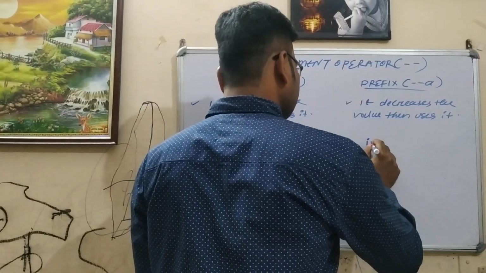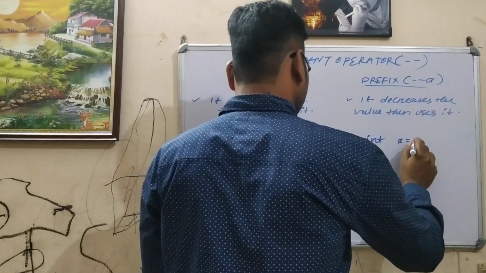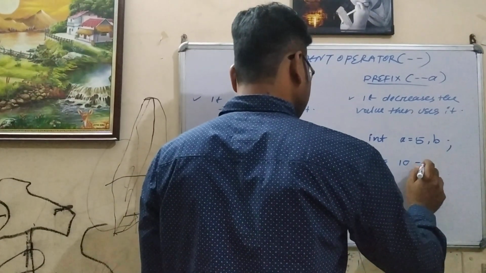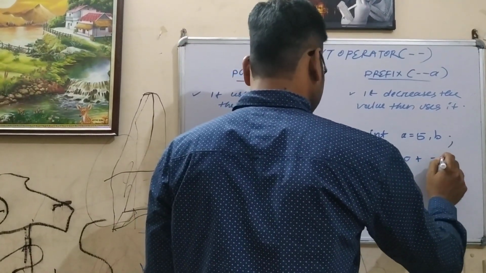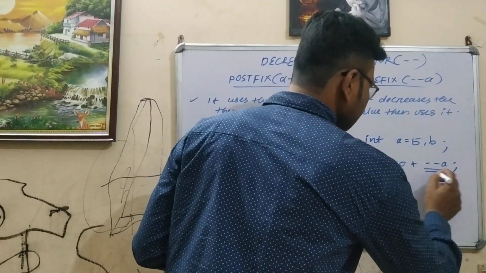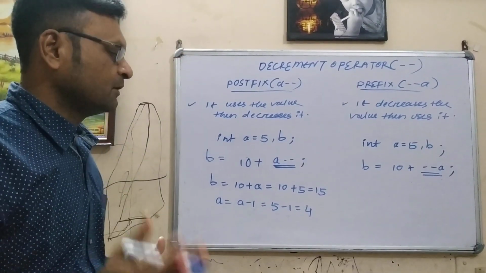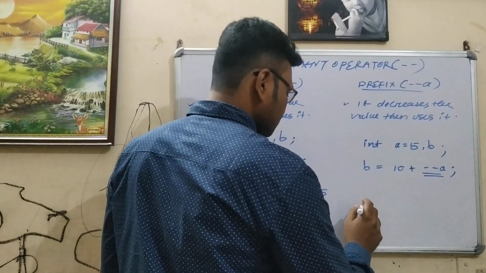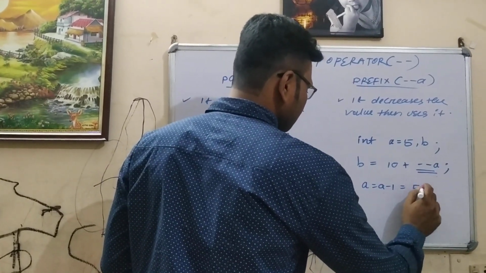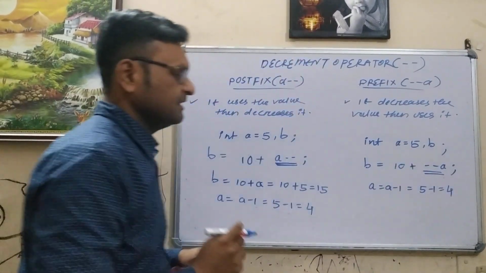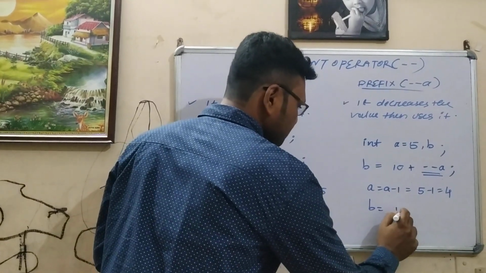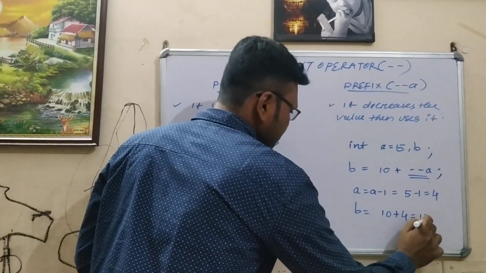This side you can see in prefix, b = 10 + --a. Now how will it be evaluated? This is prefix decrement. So how will it work? This is a = a - 1. The value of a will be decreased immediately, that is 5 minus 1, 4. Then it will be used: b = 10 + 4, that is 14.